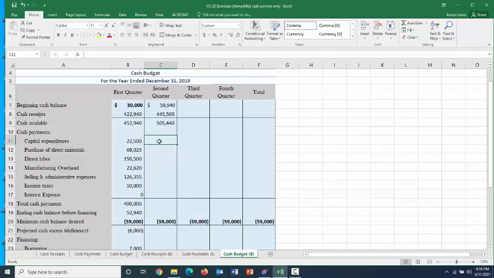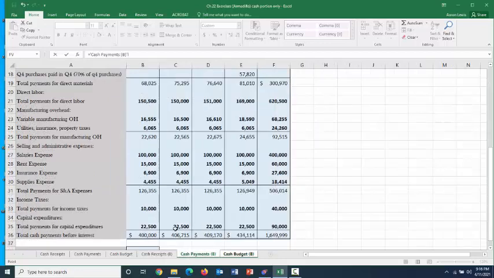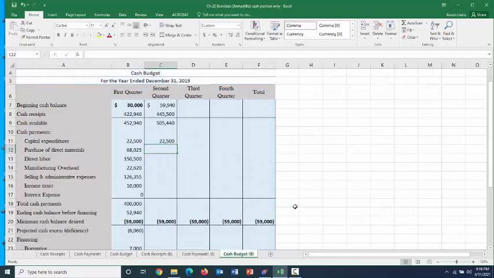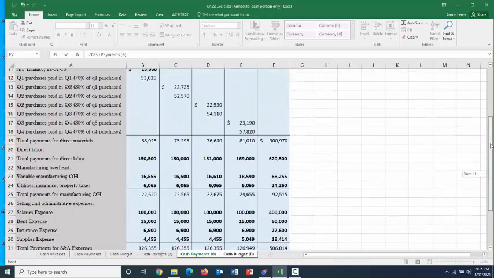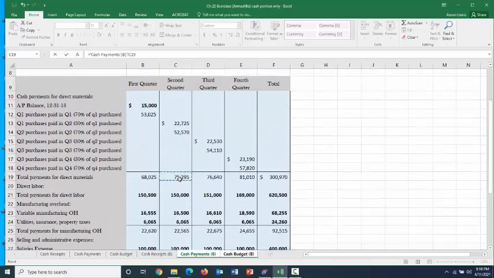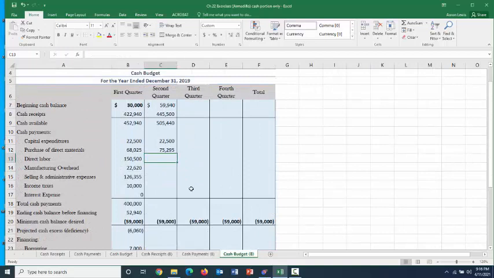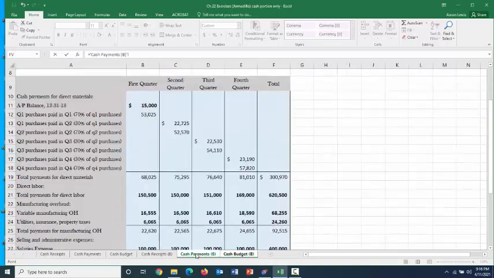which they can use to pay for all of the normal things that they pay for during their operations, which we're going to take right from the schedule of cash payments. So starting with their capital expenditures during the second quarter, they're expecting to spend $22,500 again on capital expenditures. Their payments for direct materials, according to our schedule of cash payments during the second quarter, is expected to be $75,295. They are expecting to pay for direct labor during that second quarter, $150,000.